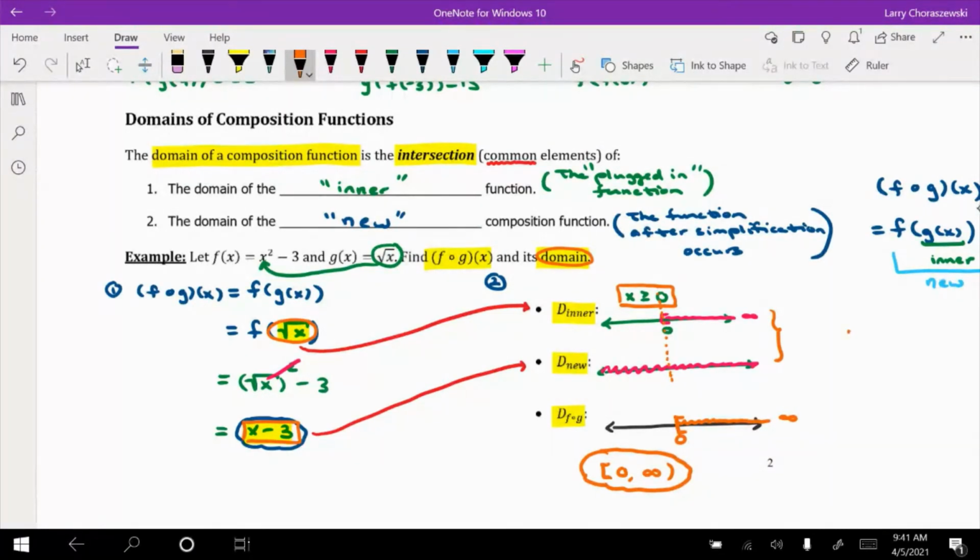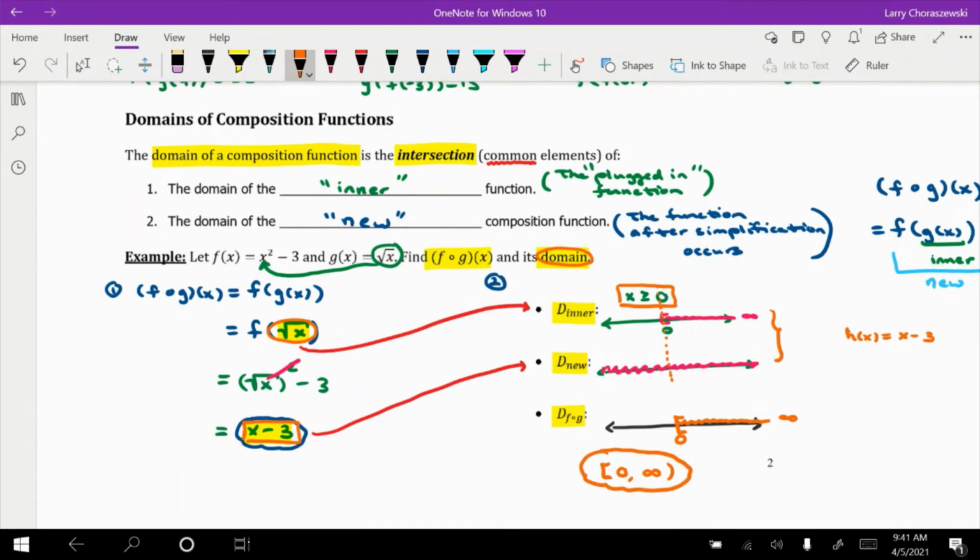So if we had a function, I'll use a different notation, this is actually a linear function. And we know a linear function has a domain of all real numbers. So that's why I shaded this entire number line for d new. Okay, I got that now, and then I can obviously figure out the f of g part.